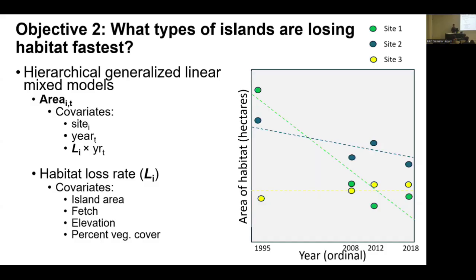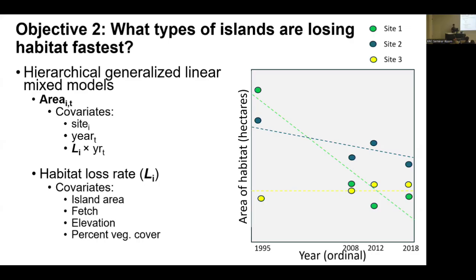The covariates that we used to model habitat loss rates are island area. We predicted that smaller islands would erode faster because, if nothing else, they erode from the perimeter in, and smaller islands have a larger perimeter to total area ratio. We predicted that the fetch length would influence habitat loss rates. So that's an indicator of wave energy. The farther wind has to travel across the body of water, the more wave energy can be generated.